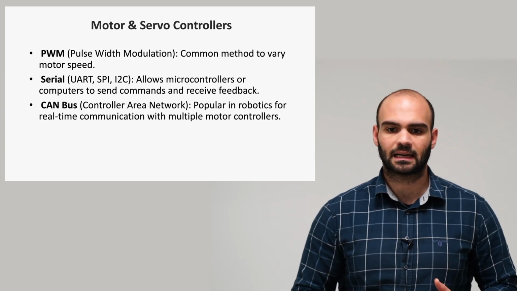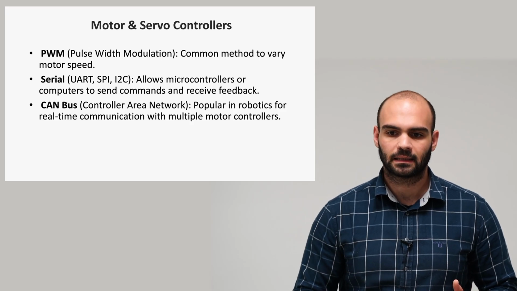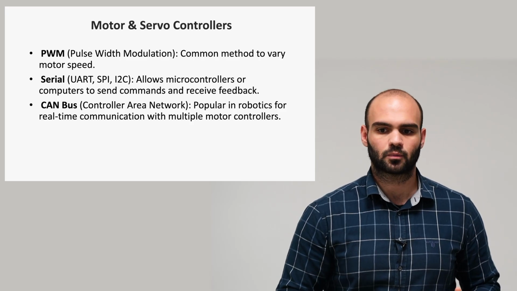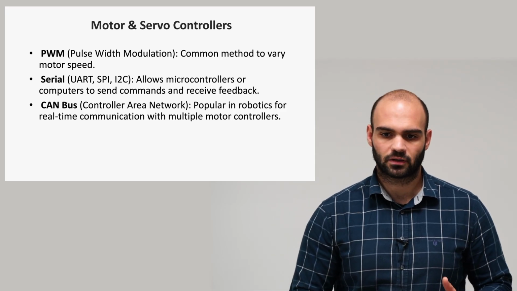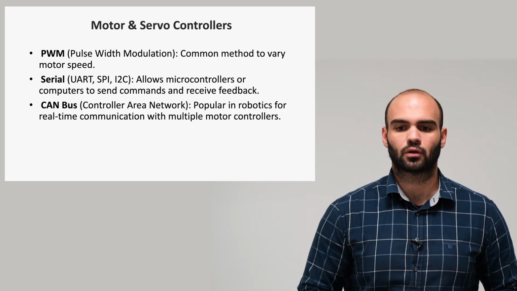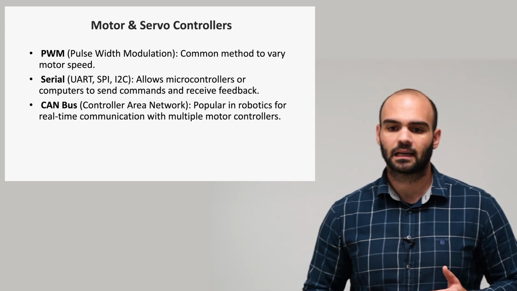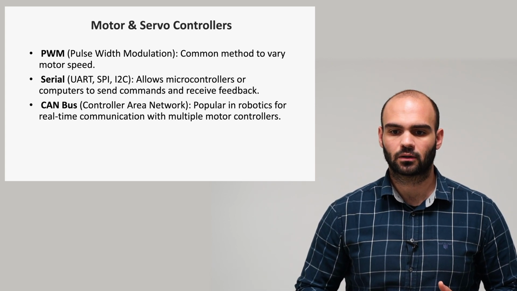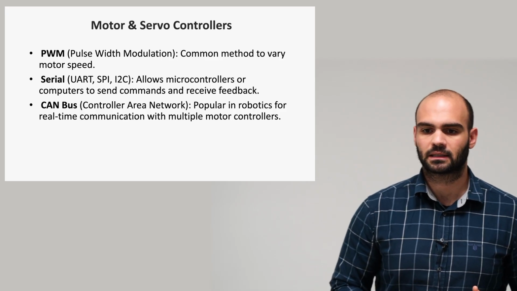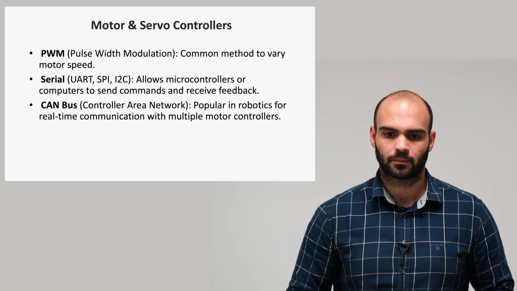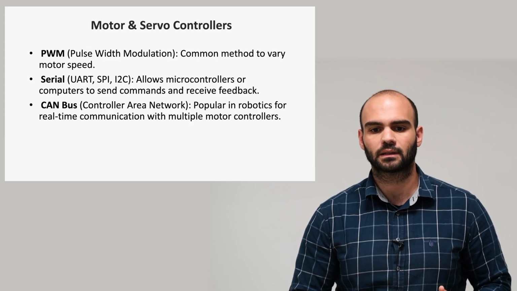Motor and servo controllers are essential for regulating how robots move. One common technique is PWM, which adjusts the motor speed by varying the width of the electrical pulses. For communication, controllers often use serial protocols like UART, SPI, or I2C. These allow microcontrollers or computers to send commands and receive feedback from the motor system. In larger robotic systems, CAN bus is very popular. It's a robust communication network that enables multiple motor controllers to talk in real time.